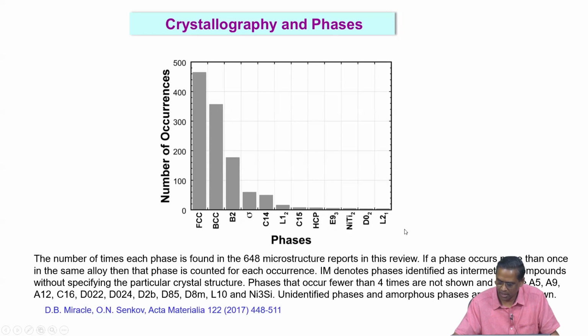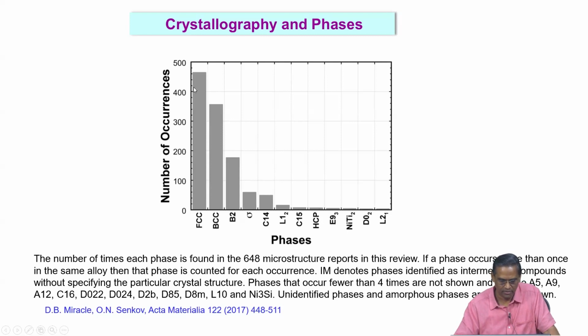So that means you have additional crystal structures like A5, A9, A12, C16, DO22. All these interesting crystal structures. And of course, some of the phases also have amorphous phases which are not counted here. So all of these are either intermetallic compounds or ordered or disordered intermetallic compounds. And the important information you get is FCC is the predominant microstructure so far in high entropy alloys, followed by BCC.